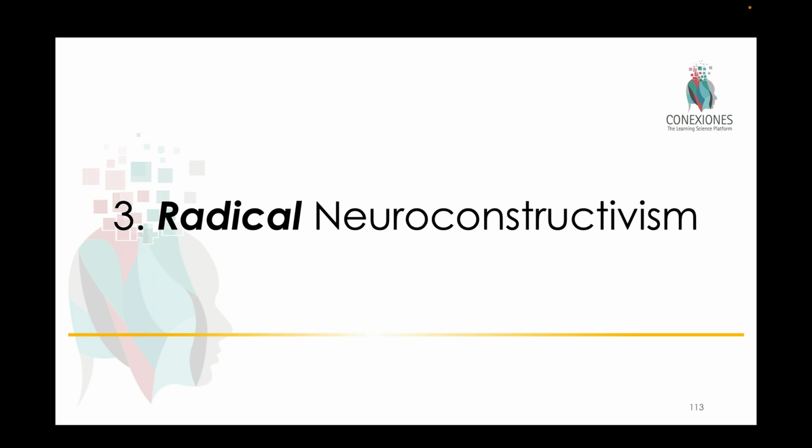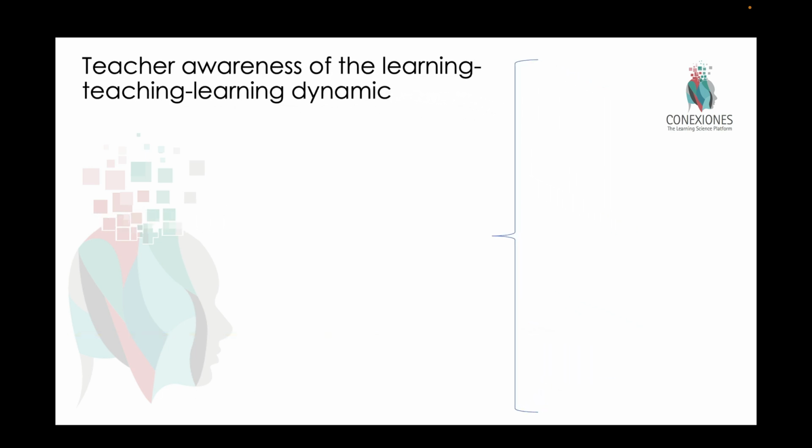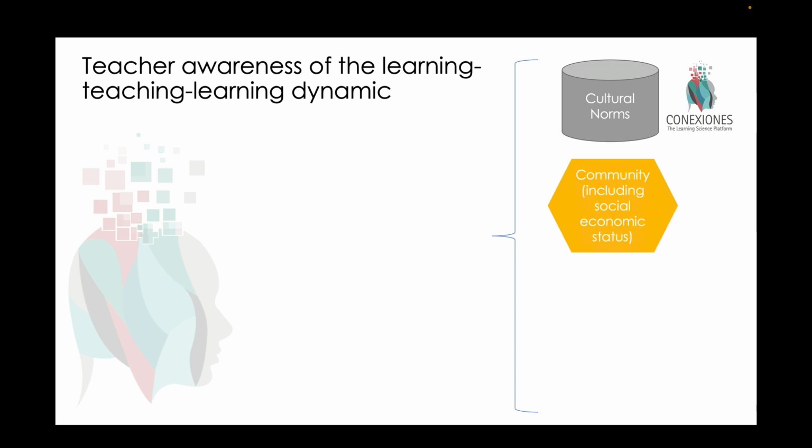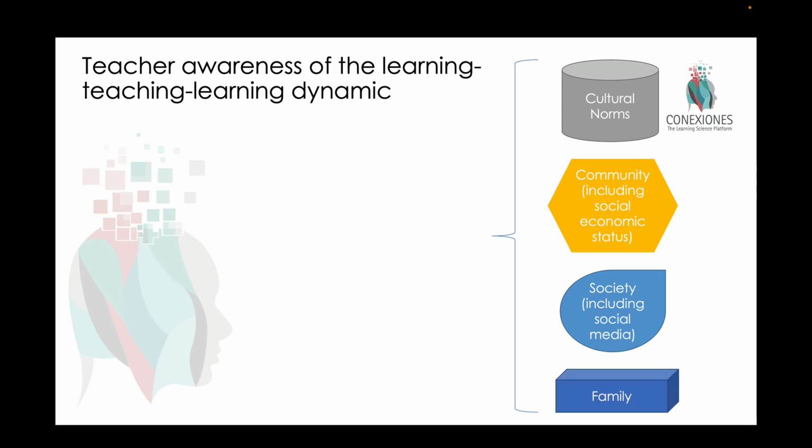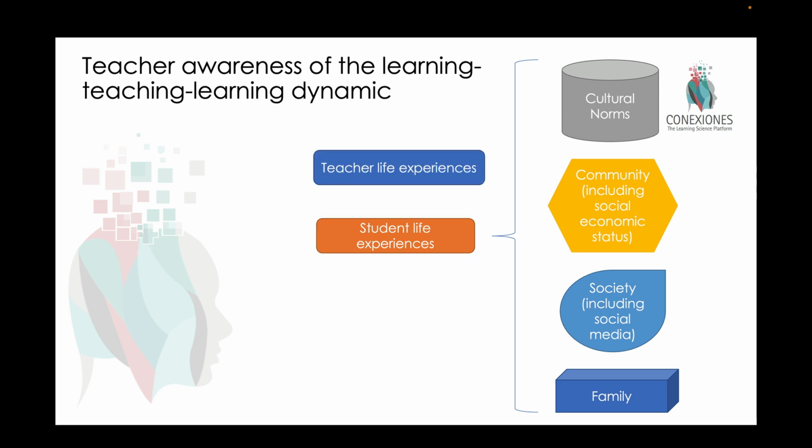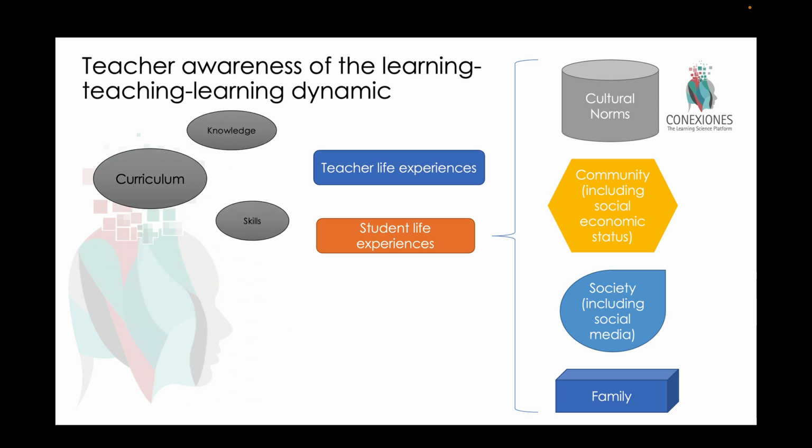So the final big idea here has to do with the word radical, the radical neuroconstructivism in this. And this has to do with the dynamics. We know that teachers are super aware that those kids are coming to class with different cultural norms, and they already have their own communities, and they have different societies, including social media contacts, and they have their families, and all of this influences the learner, right, and what the student brings to class. And we also know that the teacher also comes with their lived experience, and they have a curriculum that they need to teach, and they have these knowledge and skills and attitudes that they're hoping to get across with the students.